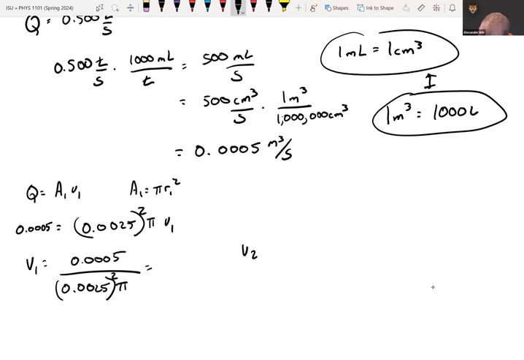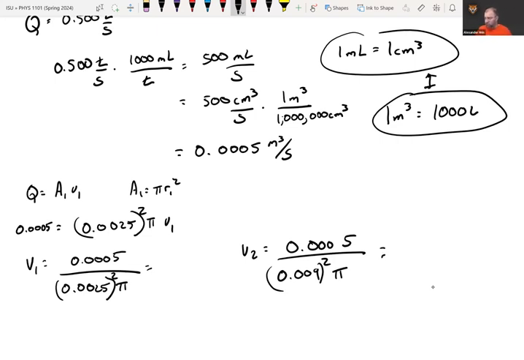Now, V2 is somewhat similar in that the Q is the same, okay? And that's what they're getting at by only giving you one flow rate. It's a reminder that the flow rate is the same. So it's still just 0.005 meters cubed. But this time we're going to use the second radius instead of the first one. So this would be 0.009 squared times pi.